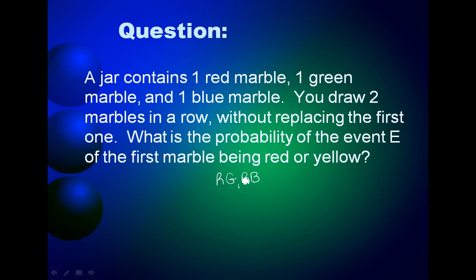That's an R. I could pull out a green and then a red. I could pull out a green, then a blue. I could pull out a blue, then a green, or I could pull out a blue, then a red.